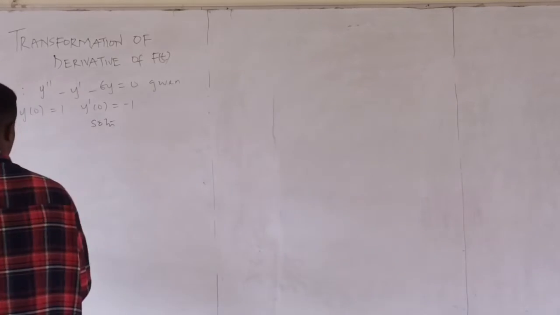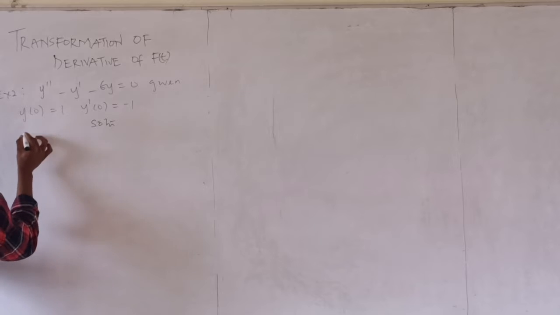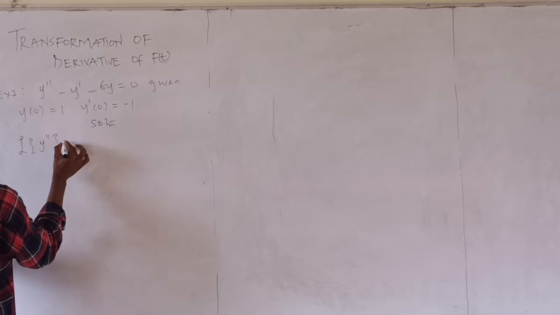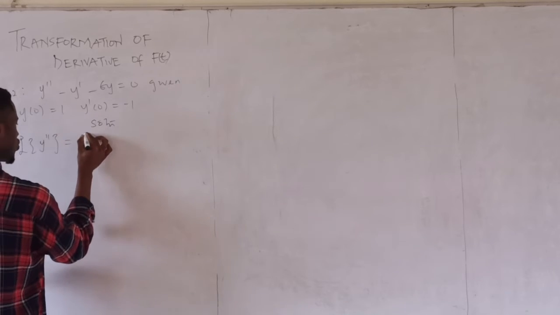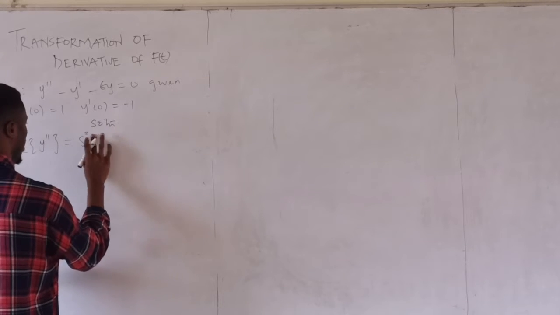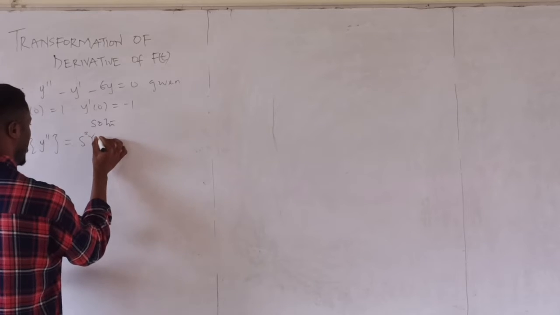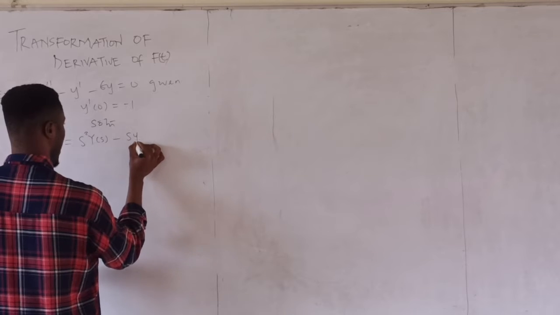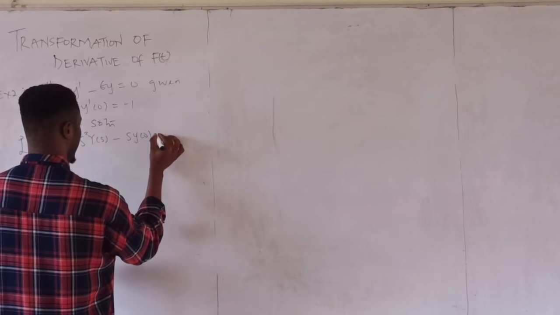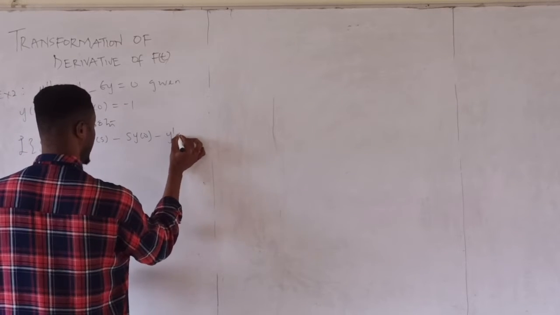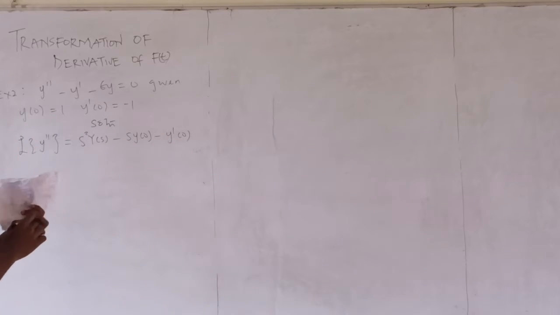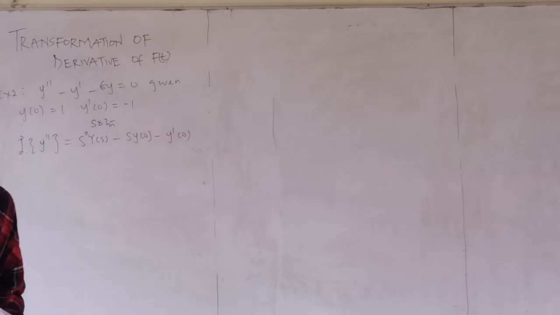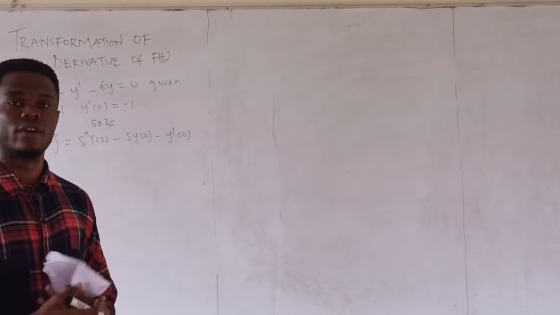And the Laplace of the first one, which is the y prime prime now, is s squared y of s minus s y of 0 minus y prime of 0. Alright, so if you should find the Laplace of this, the answer we are going to have is the Laplace of this derivative.